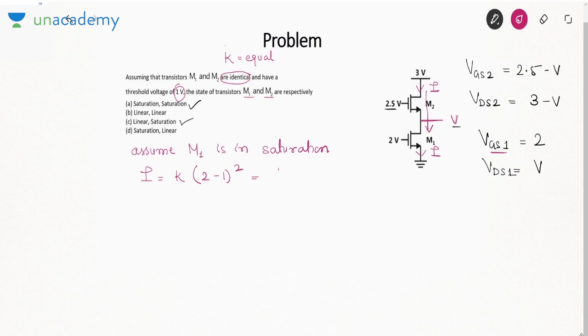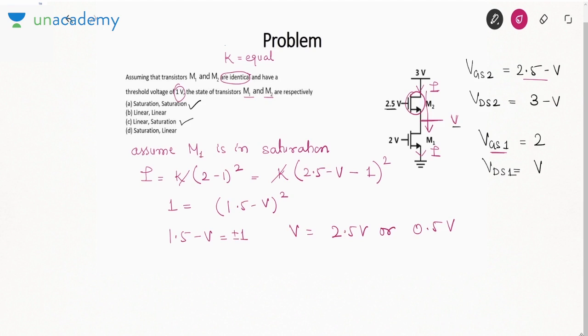It will also be equal to K. It is in saturation. What is VGS? 2.5 minus V. Minus VT is 1. So this gets cancelled. So 1 equal to (1.5 minus V) whole square. So that means 1.5 minus V is equal to plus minus 1, or V equal to either 2.5 volt or 0.5 volt. So we have got two values of V.